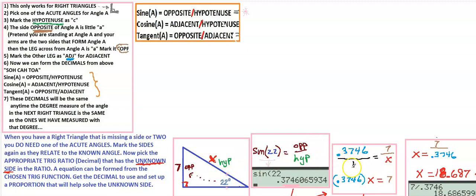I put the decimal over 1 so I can cross multiply. So I get 7 equals the decimal times x, which then means if I divide both sides by the decimal, I can find out what x is. In this case, x is just a little bit bigger than 18.6. Depends on how many decimals you're asked to supply. I supplied an answer that had 3 decimals.